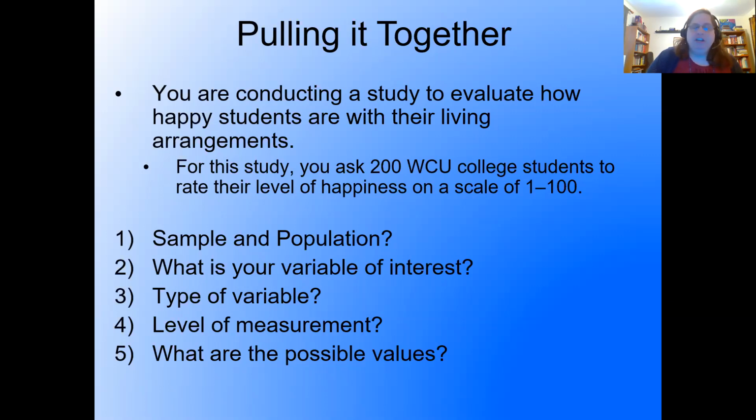No oil in rivers, right? So we can eliminate nominal because this is a numeric type variable. And it's a scale rating. Scale ratings are almost always interval. It's not ordinal because we don't really have that first, second, third thing going on. And it's not ratio because 0 wouldn't mean the absence of happiness. And in fact, we don't even have a 0 as an option here. So it's interval. What are the possible values? 1 to 100. Those are all the possible values that a student can rate their level of happiness.